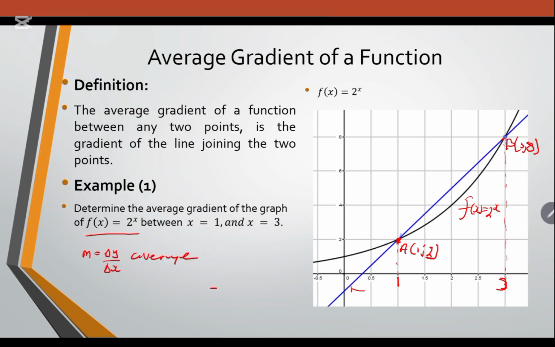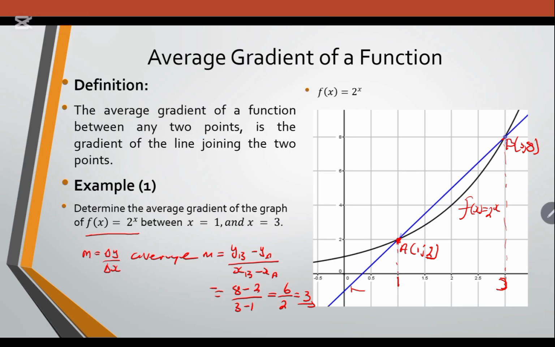The average gradient is equal to y of B minus y of A, divided by x of B minus x of A. Now this is equal to 8 minus 2 over 3 minus 1. So 8 minus 2 is 6, 3 minus 1 is 2, and 2 into 6 is 3. So the average gradient of this graph between 1 and 3 is 3.